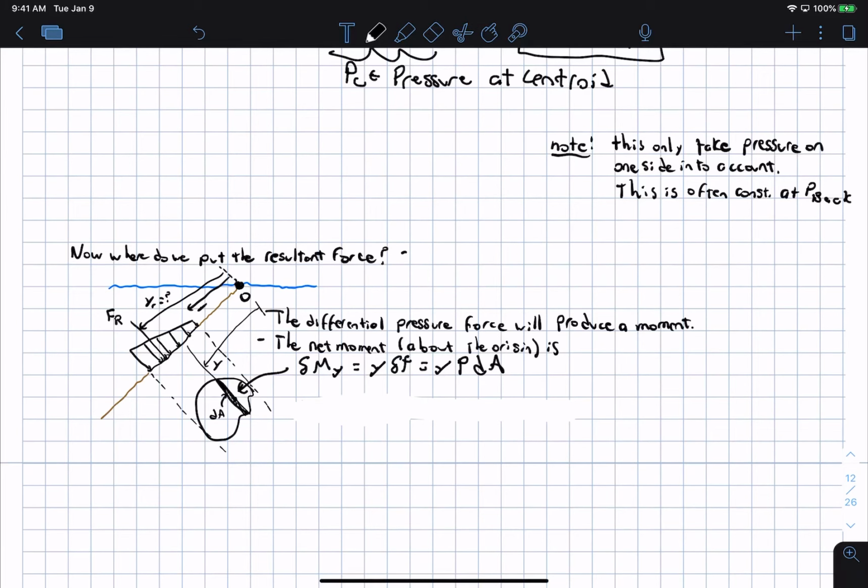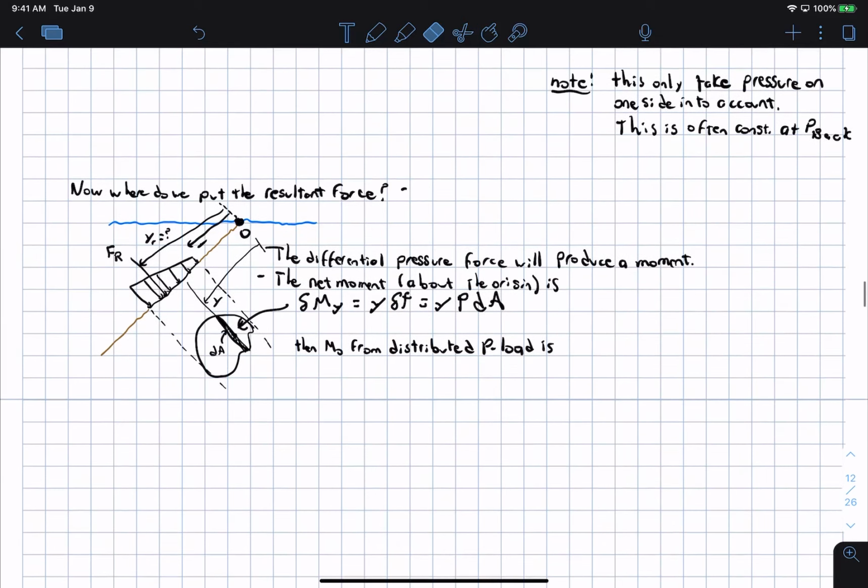And then the net moment is found by basically integrating all of the moments about the origin on these thin little strips. Okay, and so this implies that the net moment about the origin is equal to the integral over the area of all the small differential moments, and that's equal to the integral over the area, because we know that the differential moments are nothing more than y times p dA.